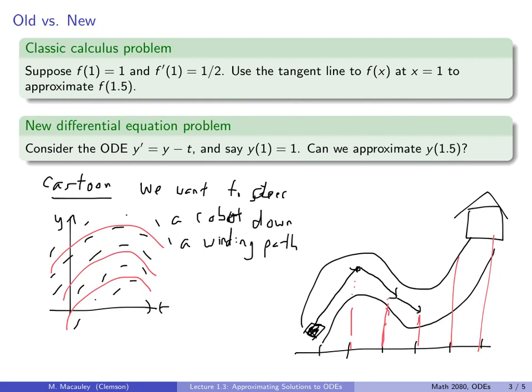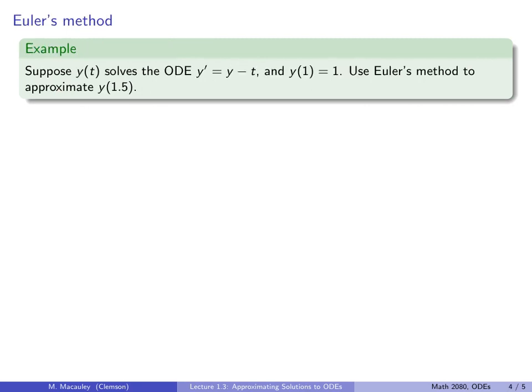And then readjust the robot, it goes straight, readjust the robot, and we get to our destination. So maybe the real path is going to be this smooth curve along here, but our piecewise path is going to approximate it. And that's what Euler's method is all about. So let's actually do this example.